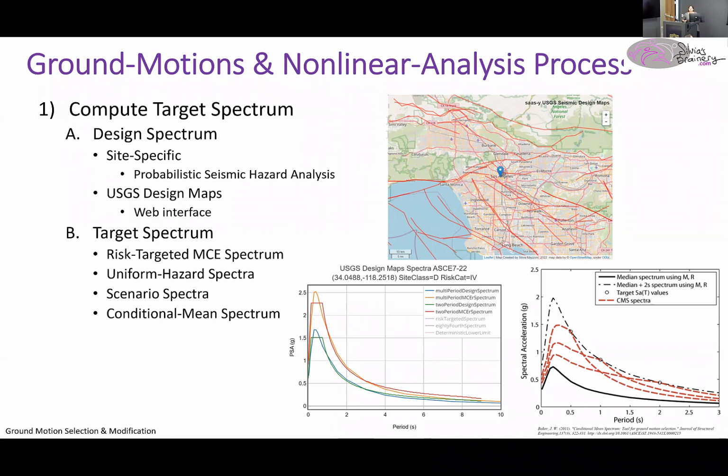Your target spectrum is not always going to be your design spectrum. Your design spectrum can be the risk-targeted MCE, or the uniform hazard spectra for some other conditions, but the target can also be the conditional mean spectrum, where now your target is 3 different spectra. You can still use the Mean-Spectrum Modification Method after you've selected your ground motions, even for the CMS. I want to make sure you see that there's a difference between your design spectrum and the target spectrum for the ground motion. Sometimes they're the same thing, but by definition they're 2 very different things. Okay.